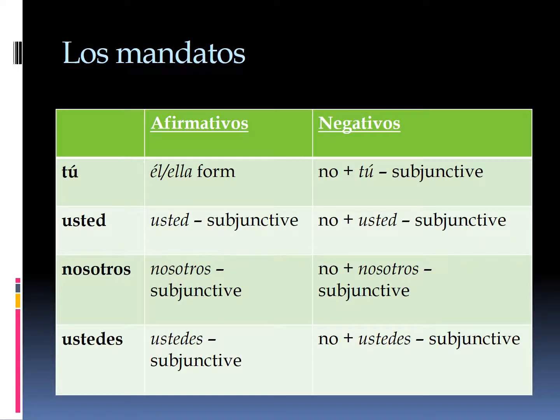Here we go. So, what's the difference between affirmative and negative commands? Well, for pretty much everything, you just put no in front of it, except what I just explained about the tú command, which is the third person singular ella form. Everything else, usted affirmative, is usted subjunctive, nosotros subjunctive, ustedes subjunctive. And then all the negatives, you just put the word no in front of the subjunctive form of the person you're commanding. And that no means don't. That's the English don't. Don't leave, don't run, don't die.